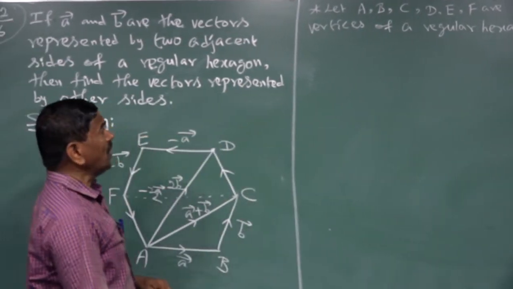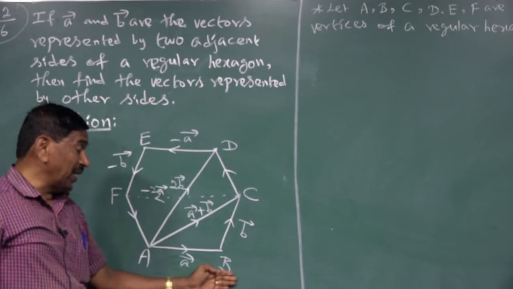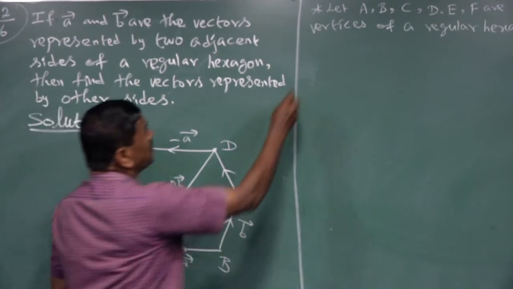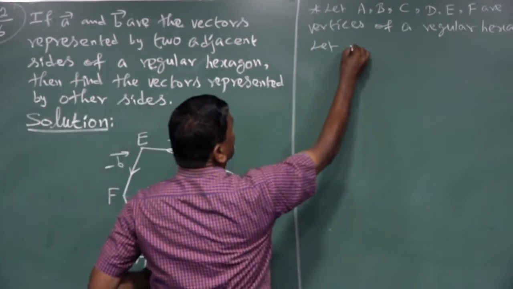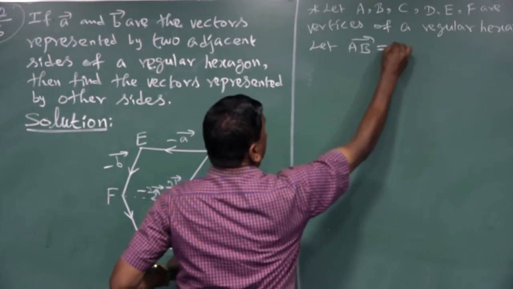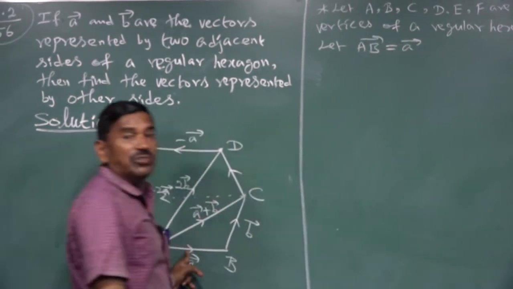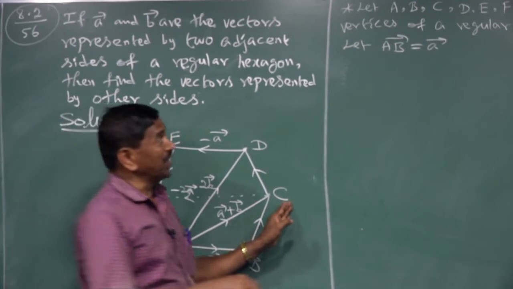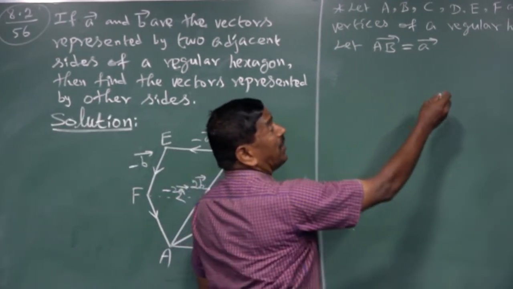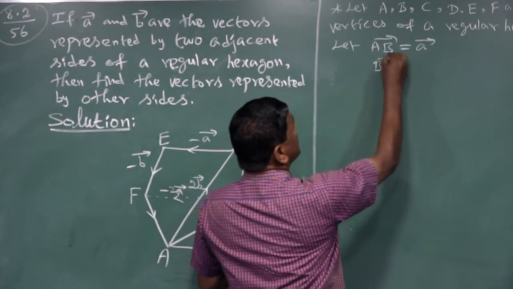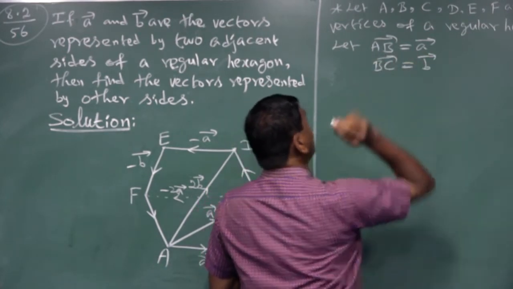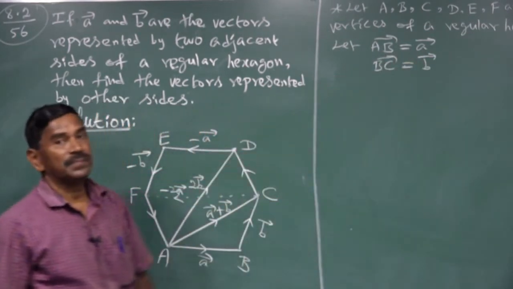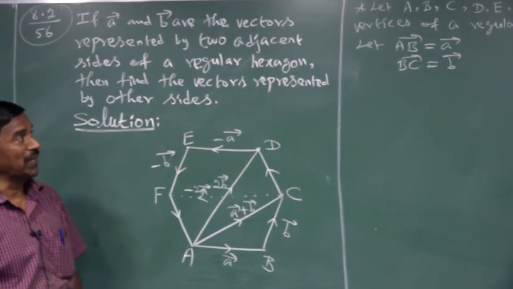Next, let AB vector be equal to A vector. Let BC vector be equal to B vector. So AB vector is A vector and BC vector is B vector. Two sides given, remaining 4 sides we have to find.